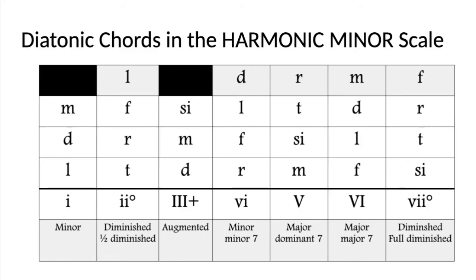So once again, you will see that minor, minor 7. We have the same difference here. Major, dominant 7. Major to major 7th. The diminished remain different. So here in the 2nd chord we go to half diminished, and the final one is the full diminished here.